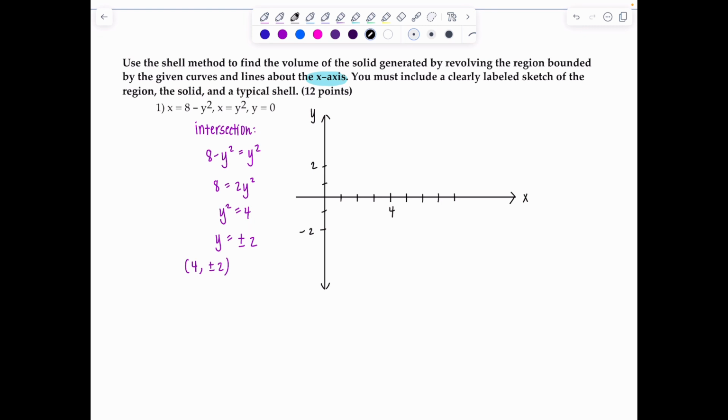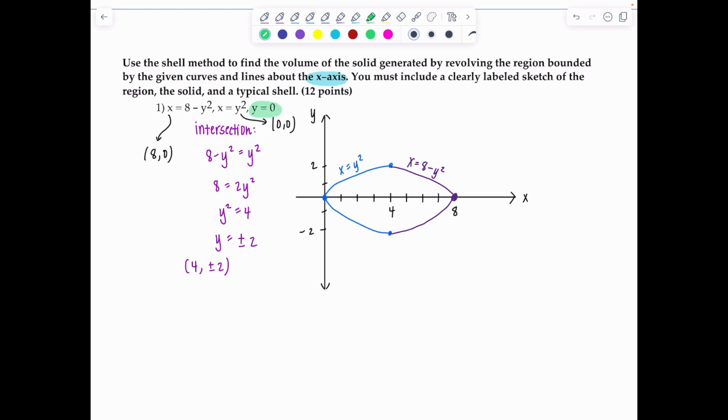5, 6, 7, 8. Okay. So this parabola goes through (8, 0). X equals y squared just goes through (0, 0). And then here we have their intersection, (4, 2) and (4, negative 2). So let me draw x equals y squared. And then 8 minus y squared, that's over here, and it's opening in the negative direction. Okay, good.